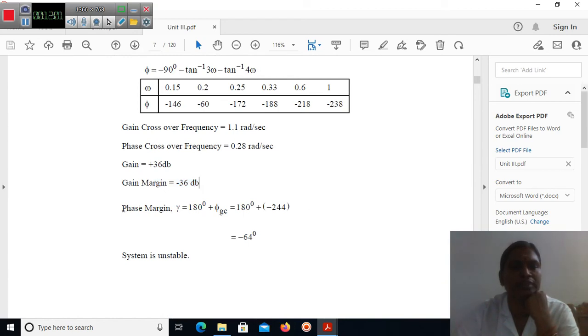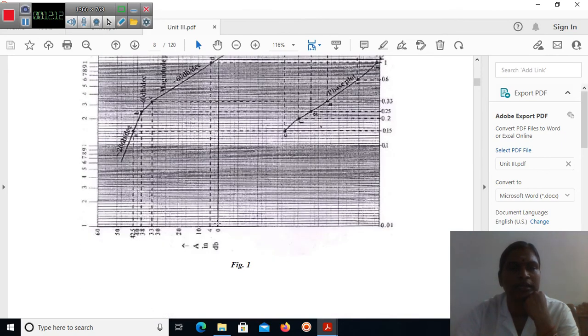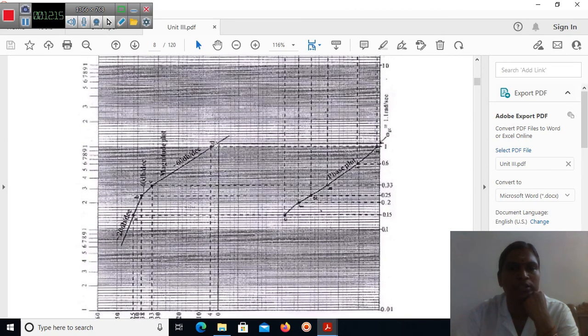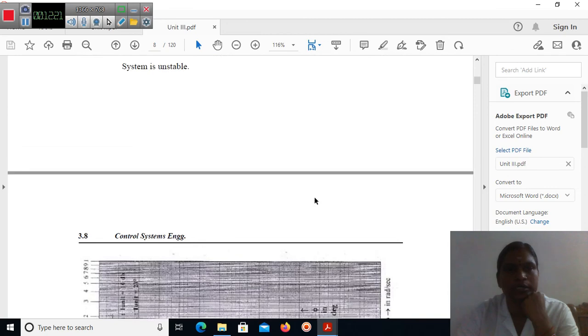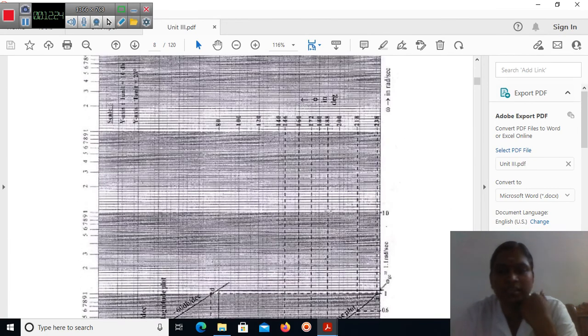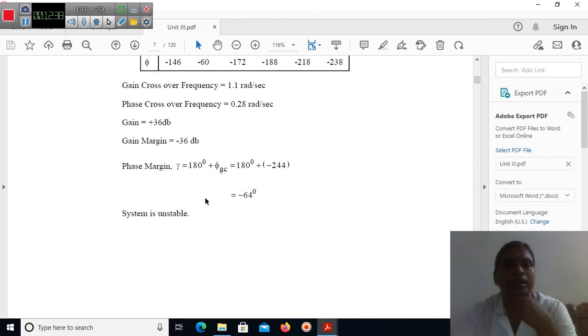Next we have to calculate the phase margin. The formula is 180 degrees plus the phase at the gain crossover frequency. Here our 0 dB line cuts our magnitude plot, and that cuts our phase plot. That value is the phase at our gain crossover frequency. Here it is 244. Our degree is 244. Finally we get a phase margin of minus 64.